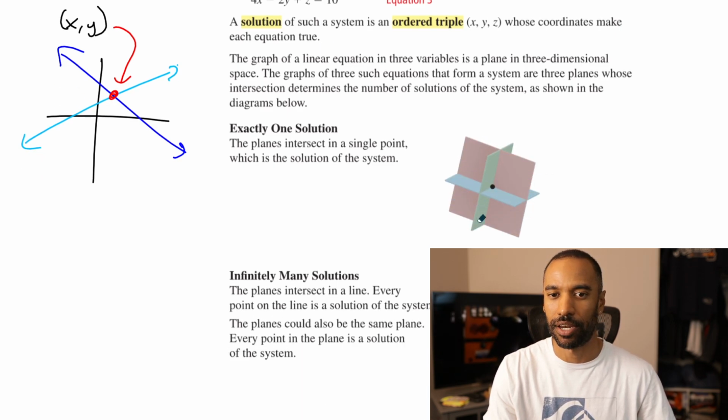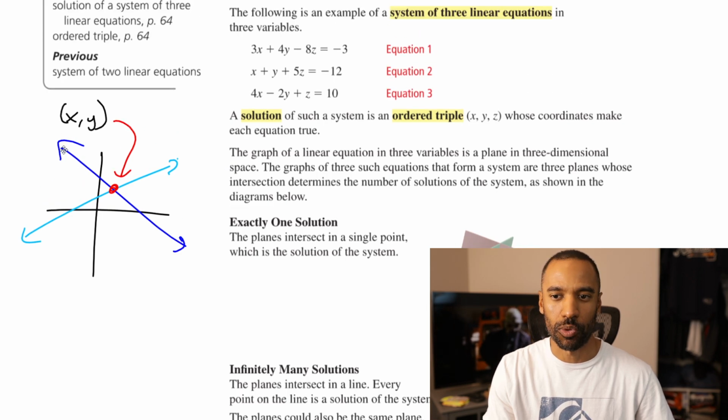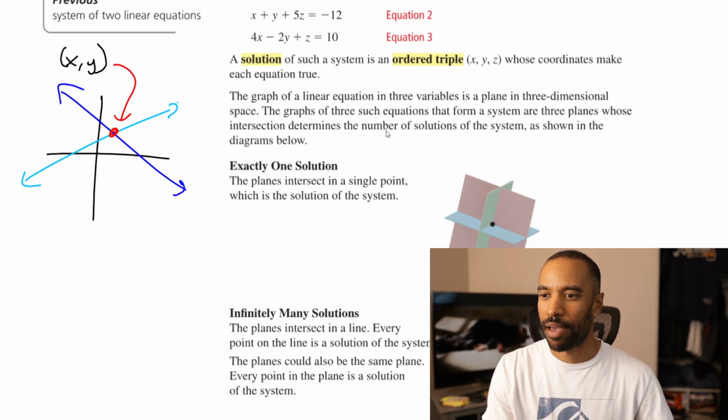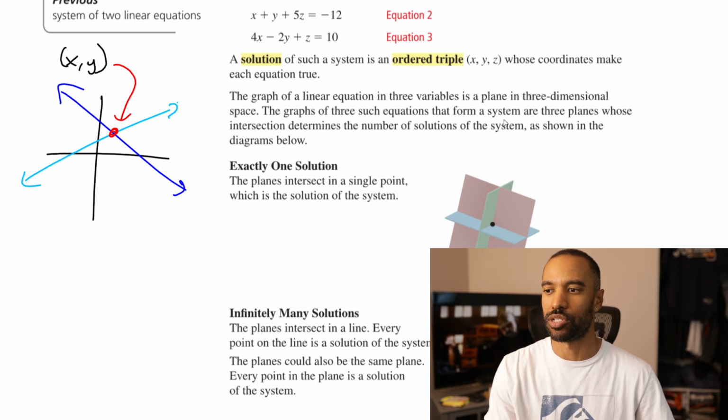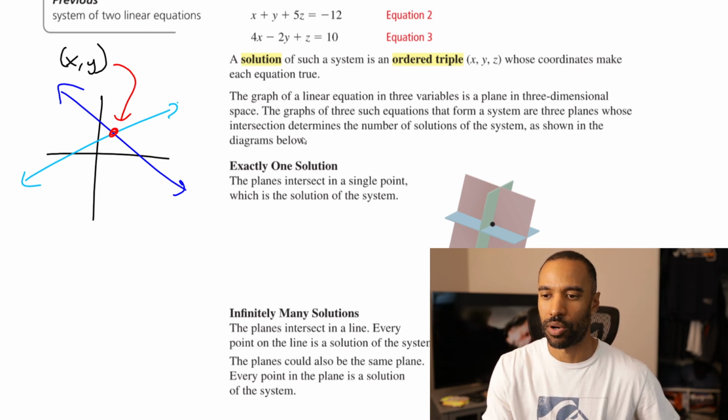Actually, here's a plane down here. I didn't even look farther down beyond my picture. The graph of a linear equation in three variables is a plane in three-dimensional space. But I wanted to remind you what this looks like, by the way. The graphs of three such equations that form a system are three planes whose intersection determines the number of solutions of the system, as shown in the diagram below.